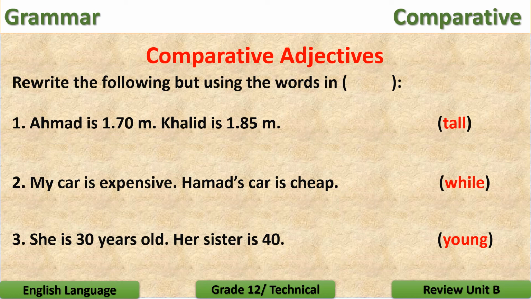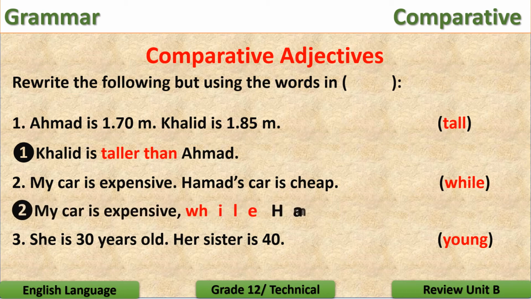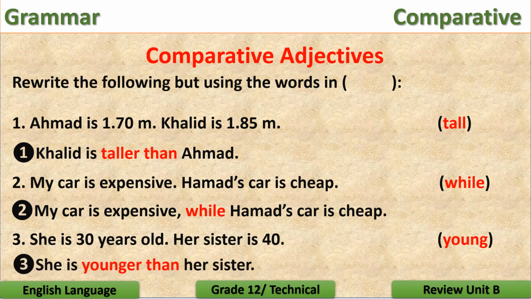Thank you so much. Now in sentence number 1, as you can see, Ahmed is 170, while Khalid is 185 meters. So Khalid is taller than Ahmed. In the second sentence, my car is expensive, Hamid's car is cheap. So the best answer is, my car is expensive, while Hamid's car is cheap. In the third sentence, she is 30 years old, her sister is 40. She is younger than her sister. Excellent, my dear students.